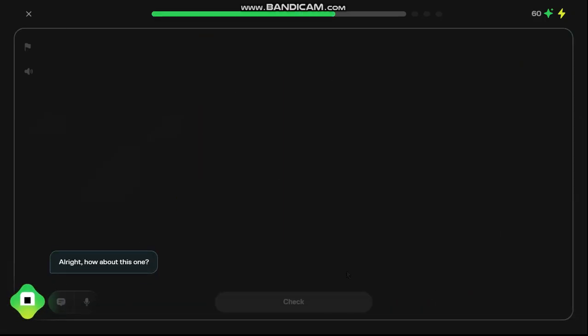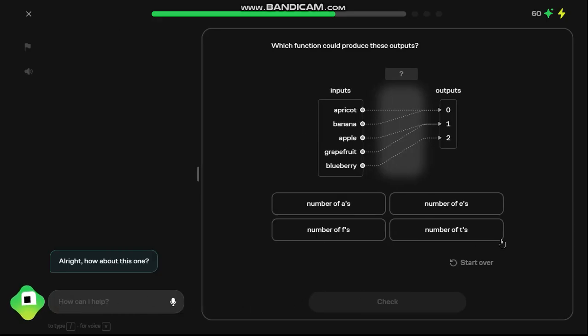All right, how about this one? Where's my screen? Oh, by the way, give me my screen. There we go. So, apple and banana equals 0. Apple and grapefruit equal 1. And blueberry equal 2. So what is this? I think number A is wrong, because banana has 3 A's and the output is 0. Well, I think it's an E. Let me ask it for safety.